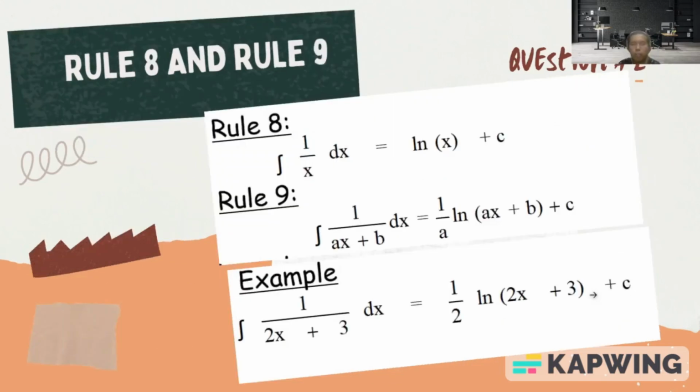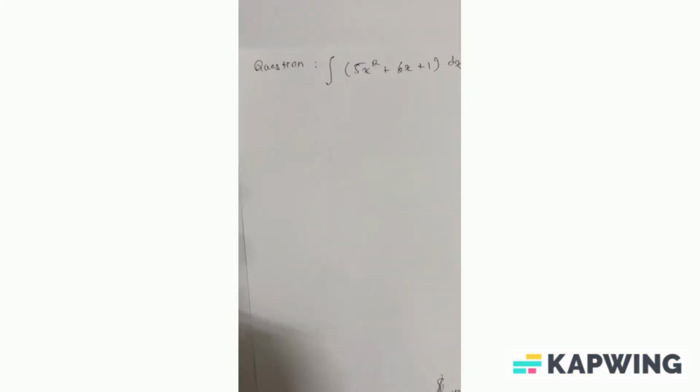For rule number 8 and rule number 9, we have 1 over x dx, and it will become ln x plus c. For rule number 9, let's take for example 1 over 2x plus 3 dx equals 1 over 2 ln bracket 2x plus 3 plus c.